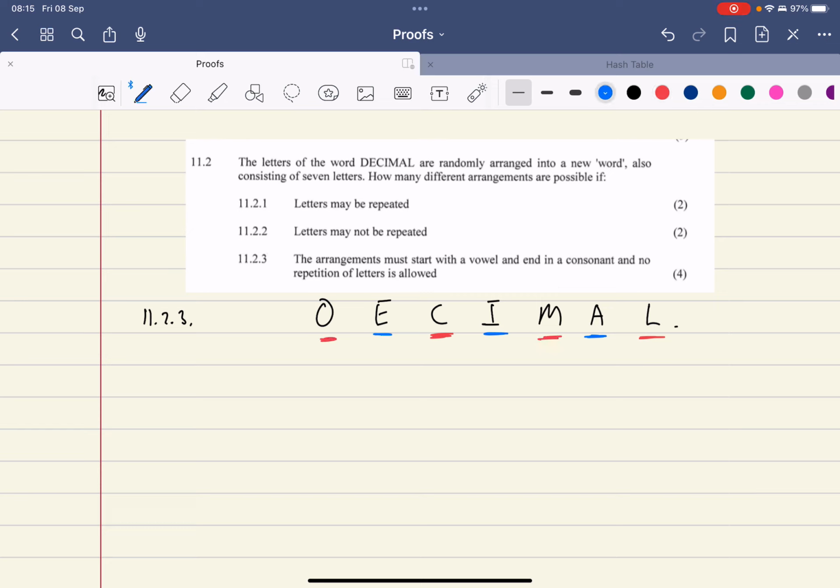So underlined in red, I have our consonants. Okay, so the question says that the arrangement must start with a vowel. There are only 3 vowels, which means that for our first letter, we only have 3 options. And then before I get to the body of the letters, let's look at the last letter. The last letter must be a consonant. So for our consonants, we have 1, 2, 3, 4 options. So there are 4 options for the last letter.